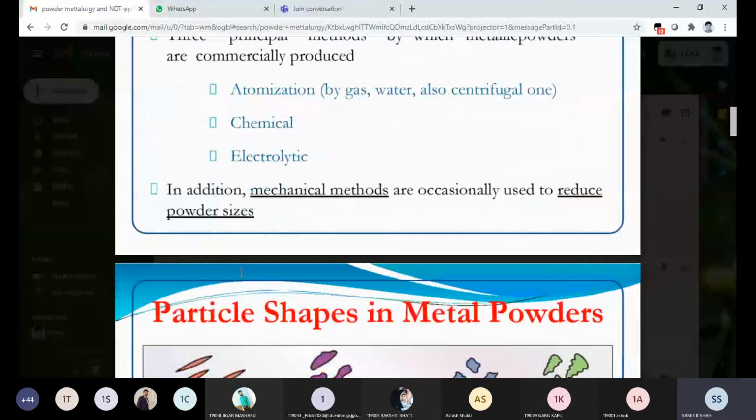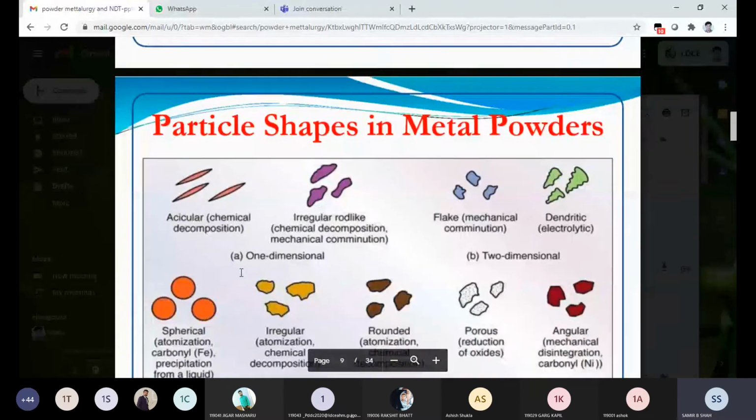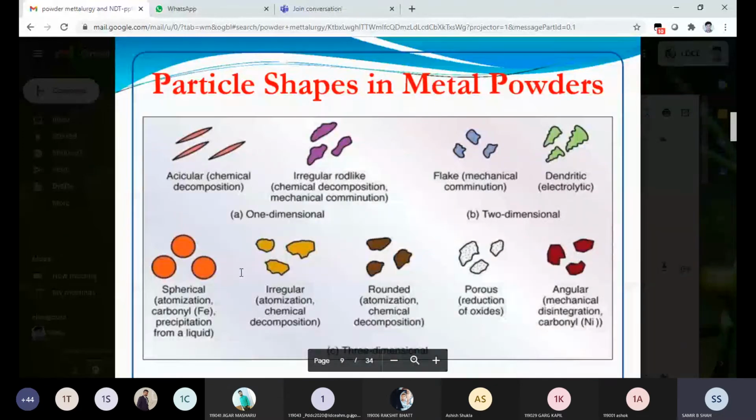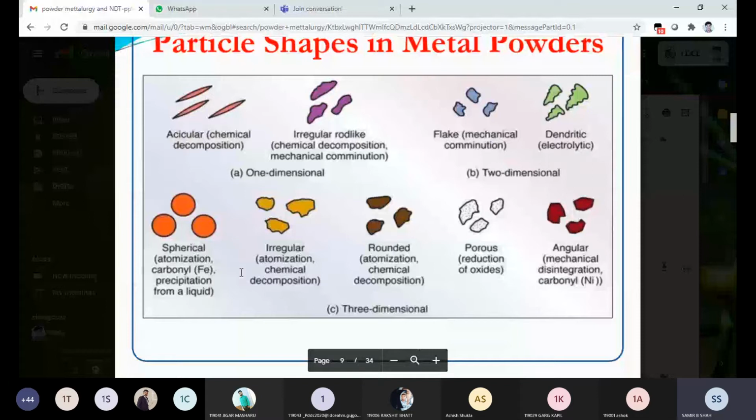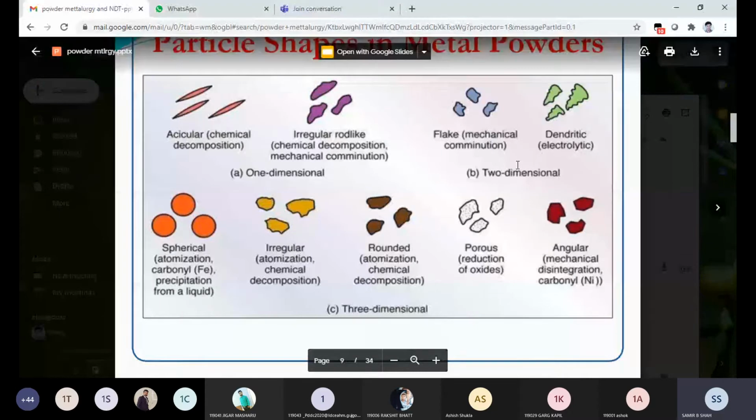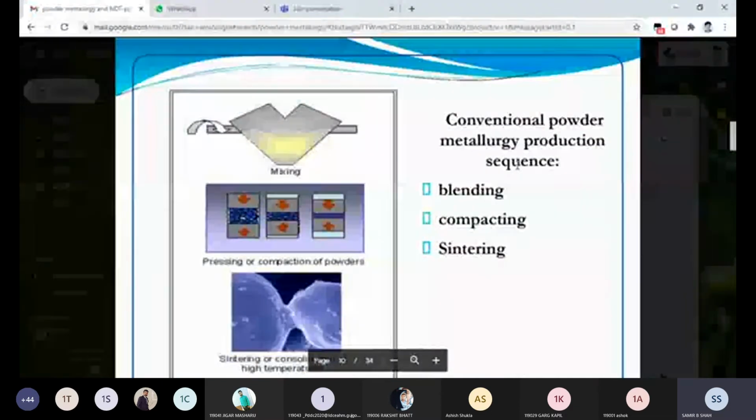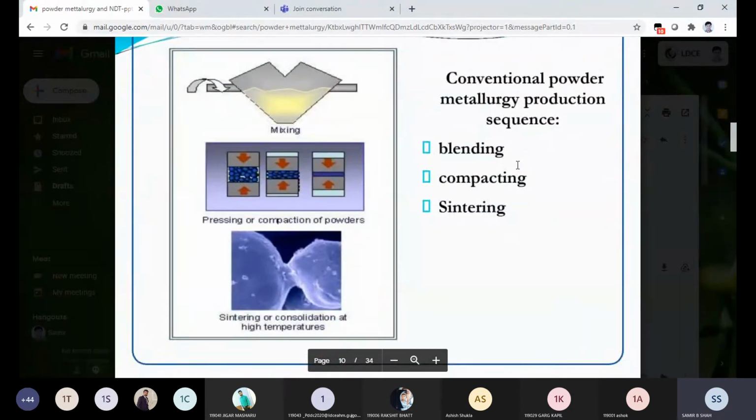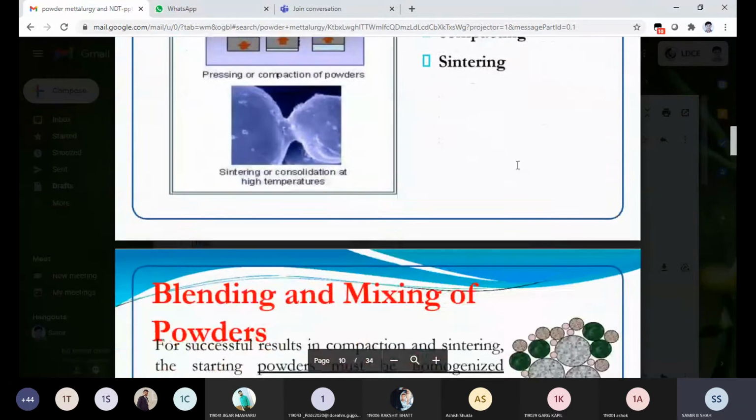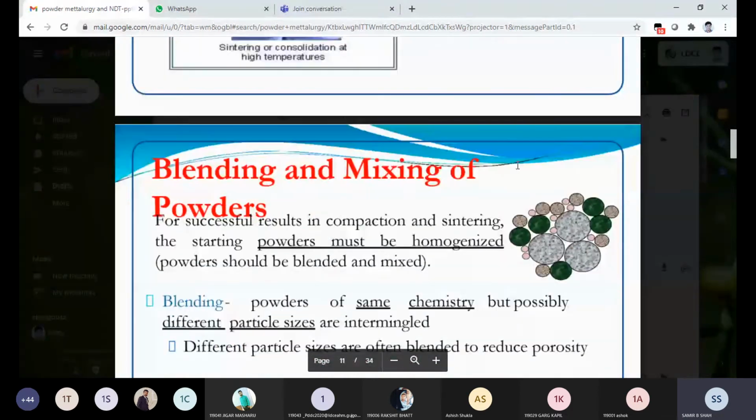And we know that this figure is very important when we have to produce one-dimensional, two-dimensional, or three-dimensional powder. Now, this is a basic sequence, as we discussed earlier, about production of powder. Blending is there, compacting is there, and sintering is there. We know what blending is, but I repeat once again. Already I discussed it in the previous lecture.